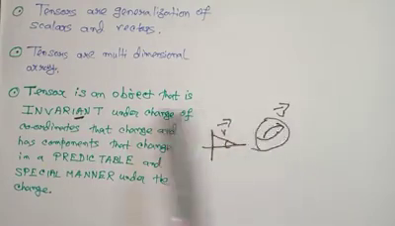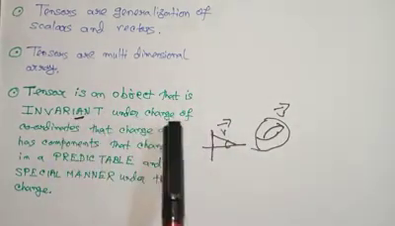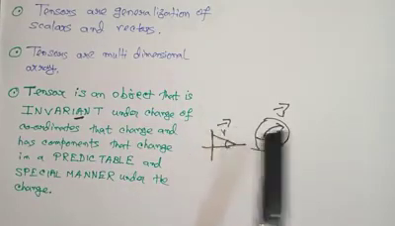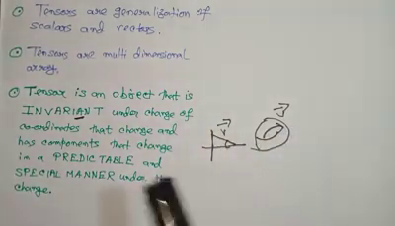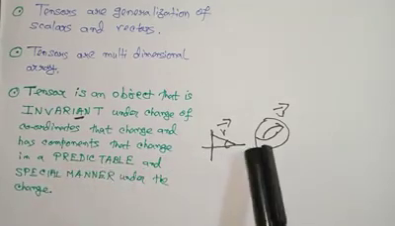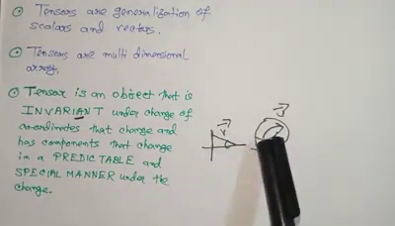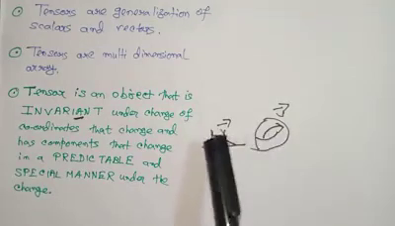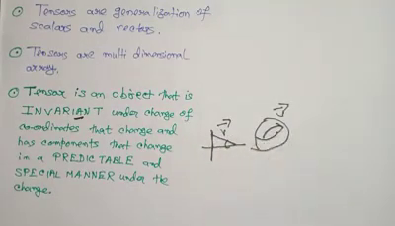That means it doesn't change. Tensor is an object that is invariant under change of coordinates. So from Cartesian I'm moving to spherical or polar or any coordinates. And the change of the component, that change is predictable in a special manner under the change. That means this change is predictable. I can know what this type of change is so that it becomes easier for me for calculations.